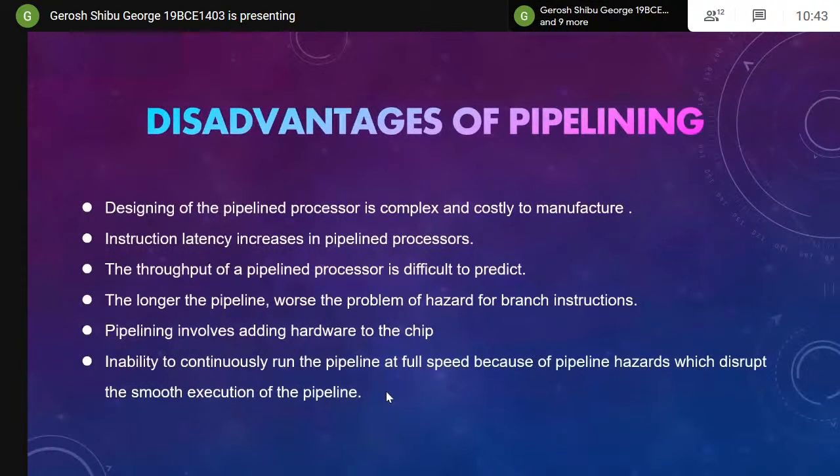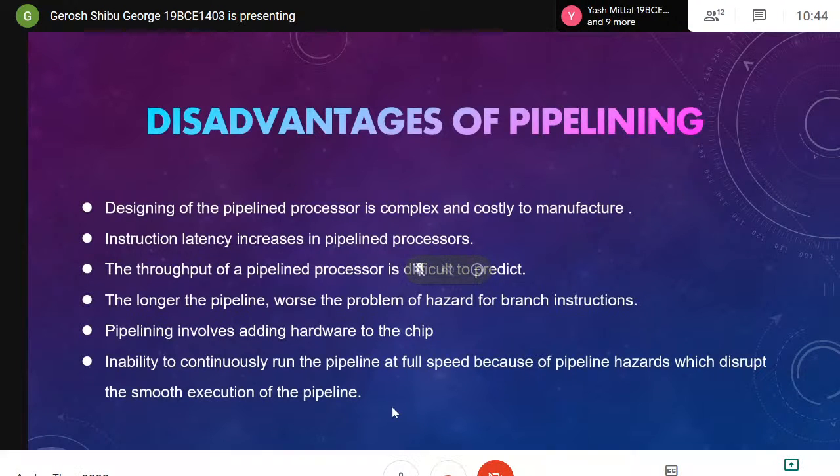Now next comes the inability to continuously run the pipeline at full speed because of pipelining hazards, which disrupt the smooth execution of the pipeline. So we can't run the pipeline continuously at full speed because of some hazard, so it creates a roadblock. We have to include some stalls, so that decreases the performance a little bit. That's all with the disadvantage.